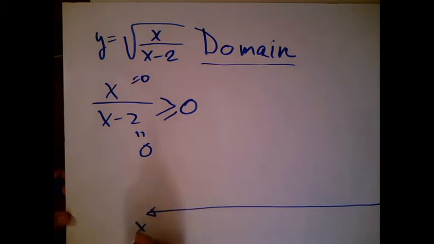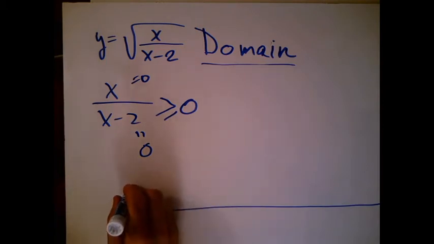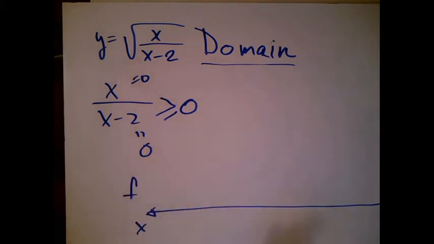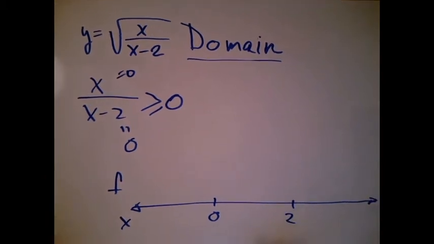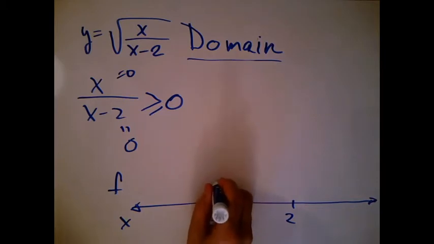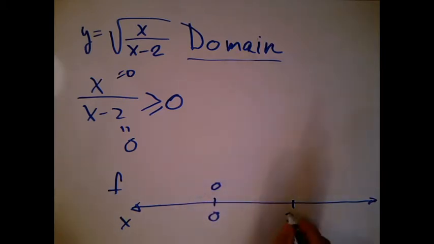I want to put the x here like this. I'll put just the name of the function like this. And I want to put 0 and 2. It helps a lot, by the way, if we just put in something so that we can see what we get when we plug in those numbers. When I plug in 0, I get 0. When I plug in 2, it's undefined. So I'm going to just cross it off like that and take care of that.